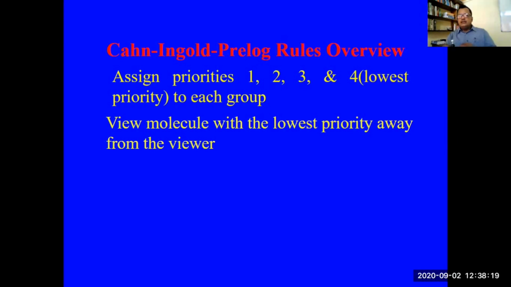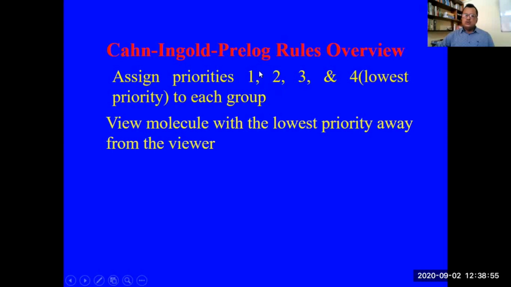So here you can see one molecule, a tetrahedral molecule. It has 4 different atoms or groups. Your first task will be to determine the priority of each atom or group attached to the stereocenter, and you mark the priority as 1, 2, 3, 4, where 1 stands for highest priority, 2 for second highest priority, 3 for third highest priority, and 4 the lowest priority. Then you have to look at the molecule so that the lowest priority is away from you.